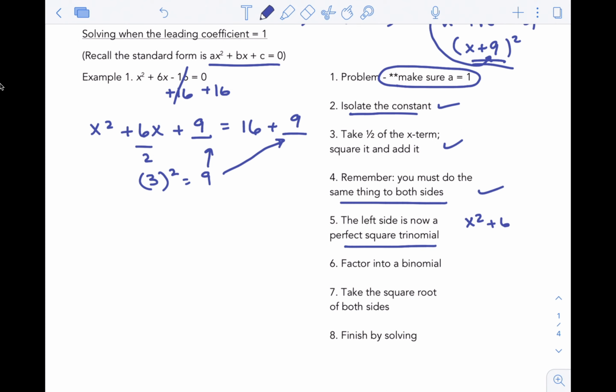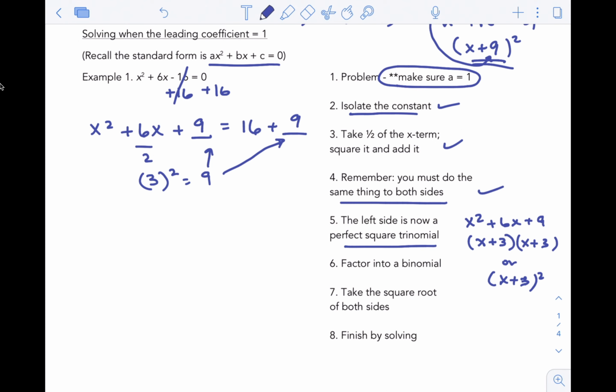How do you know it's a perfect square trinomial? Because when you factor it, the factors of 9 that give me 6 are a positive 3 and a positive 3. So you are able to write this as the same thing times the same thing, or x plus 3 squared. So we're already to step 5, really now on to step 6, and we've barely done anything.